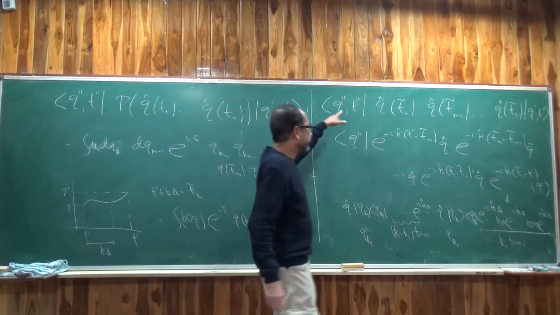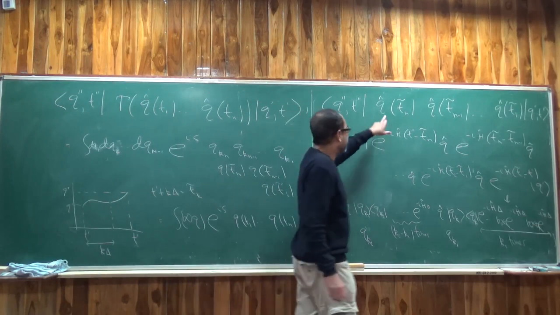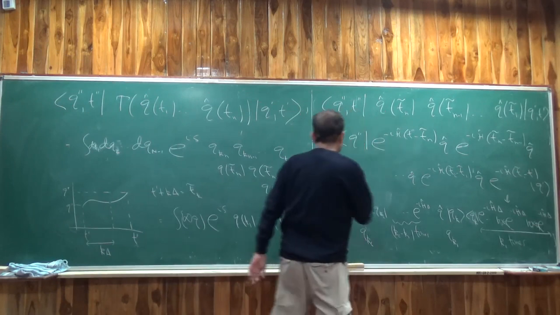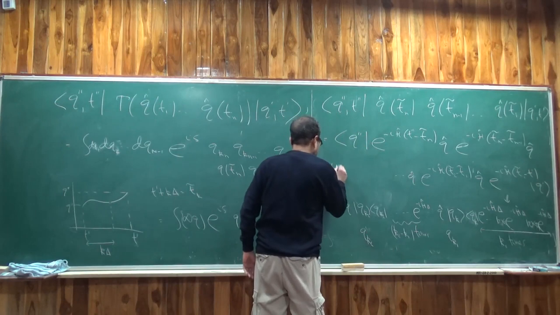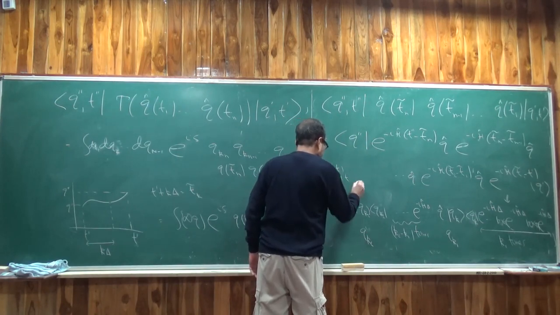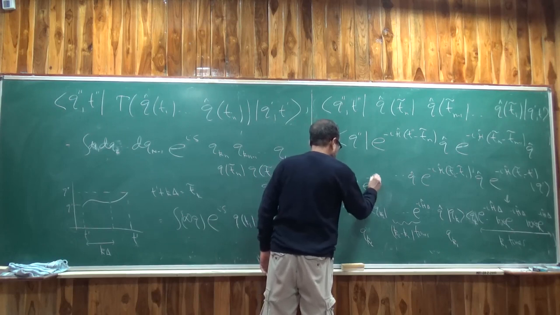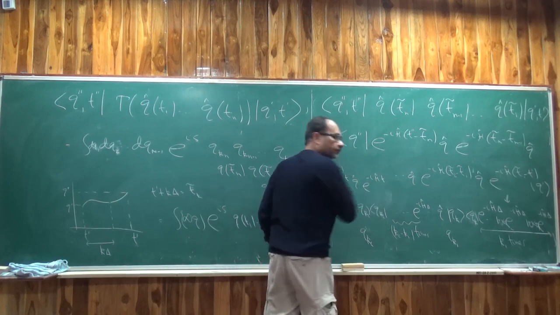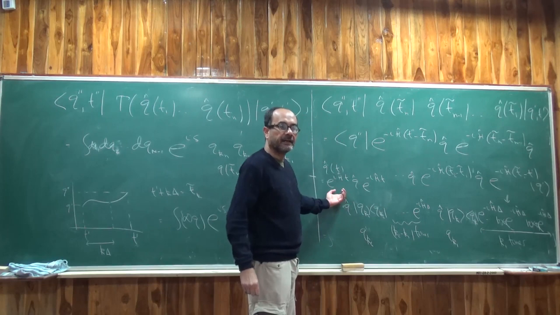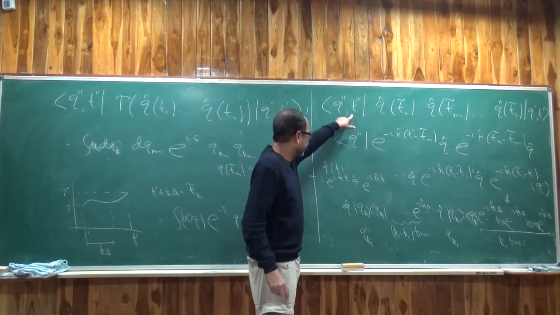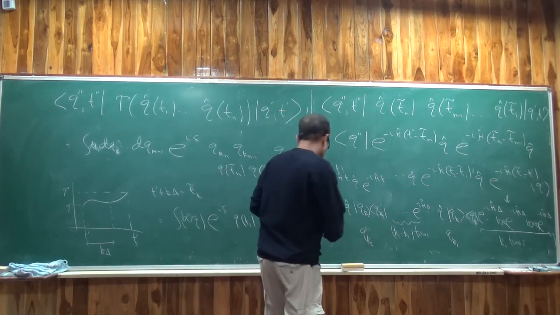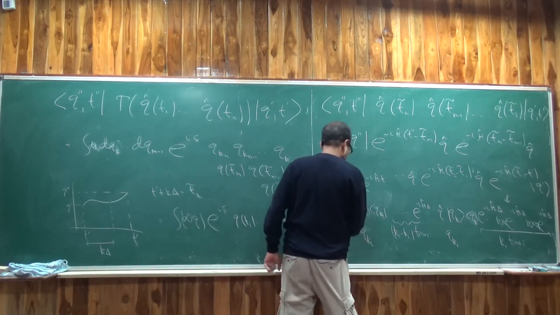How did you go from this one to this one? Oh, I just wrote each q(t), I used the fact that q hat of t is e to the i H hat t q hat e to the minus i H hat t. Okay, once you use this and this one, there are two things which are used. One is this one.